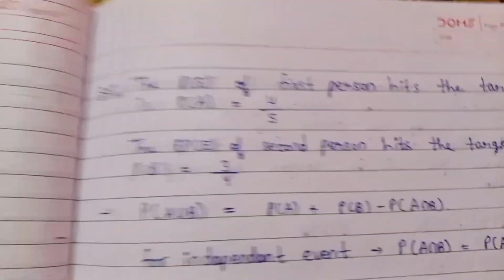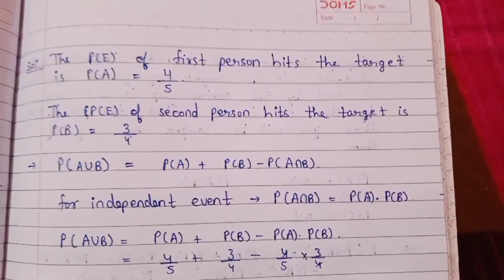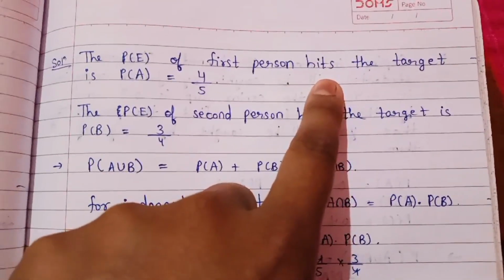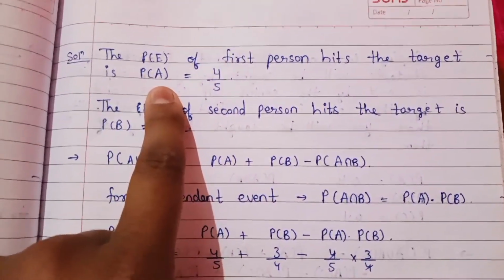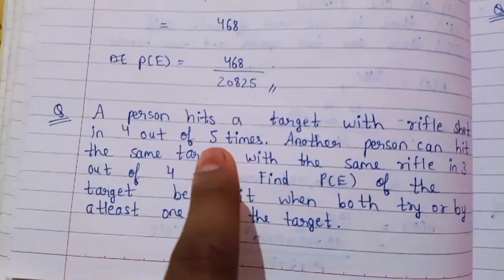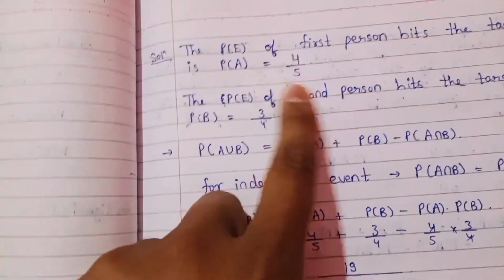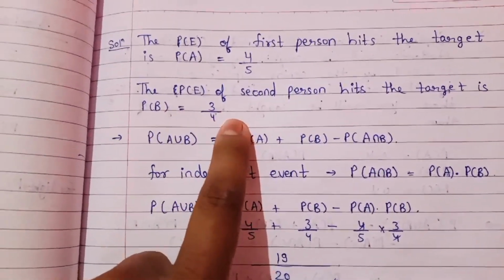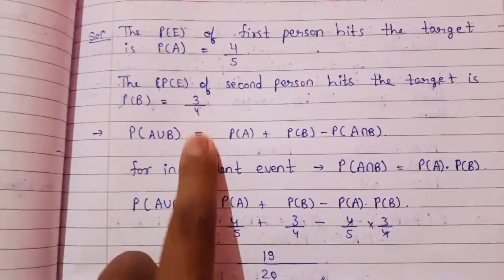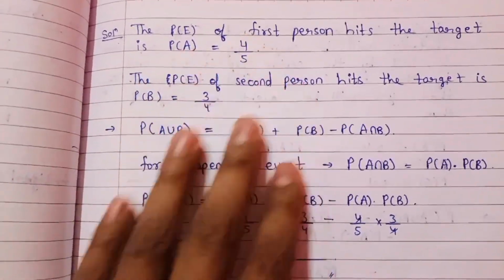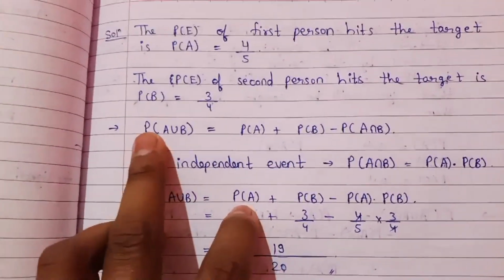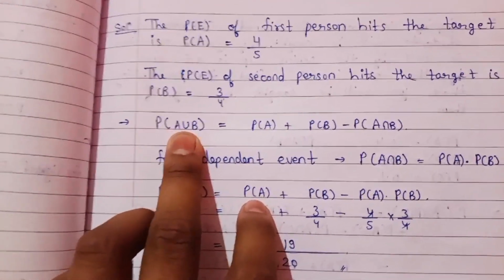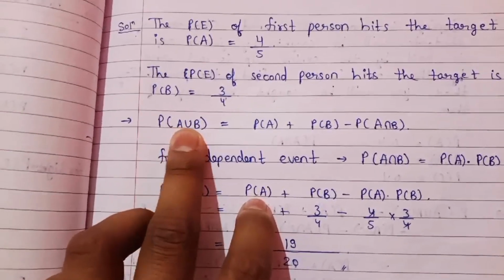Okay, so how can we solve this? We are going to solve it like this. Firstly, we have to find the probability of the event for which the person hits the target. So the probability of event A: here we have seen 4 out of 5 times, so 4 out of 5 times is 4 by 5. And then the probability of event B is 3 out of 4 times that the second person is hitting the target. Okay, we have to find the summation of all these events. So we will find the probability of A union B. A union B is the summation of the probability of event A and the probability of event B.